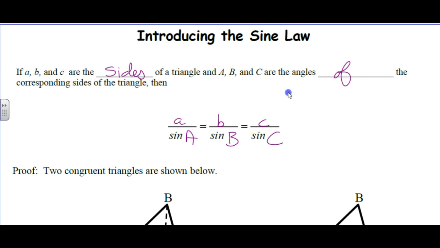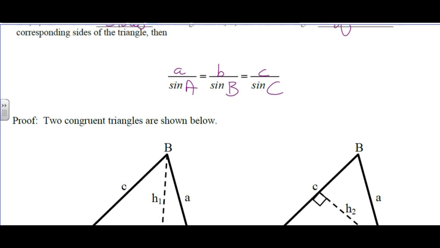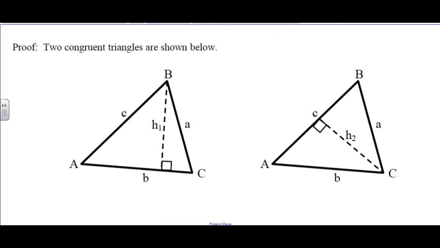And it works in a right angle triangle where one of the angles will be 90, and the sine of 90 degrees is 1, so it just comes out to a simpler thing. But here's a proof. Two congruent triangles are shown below. Congruent means same size, same angles. So these triangles are the same.